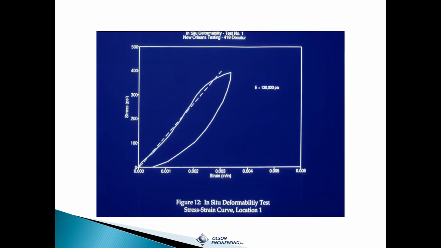Here's an example result from an old clay brick building in lime mortar in New Orleans. It goes up to about 400 psi. You can see a secant modulus of 130,000 psi, and it rebounded fairly well as it came back down. And it shows the strain levels in this case.